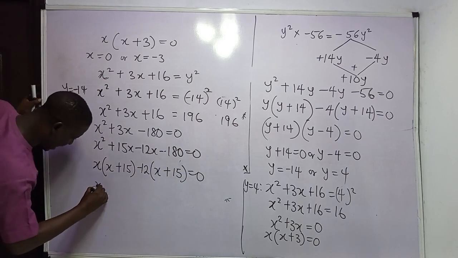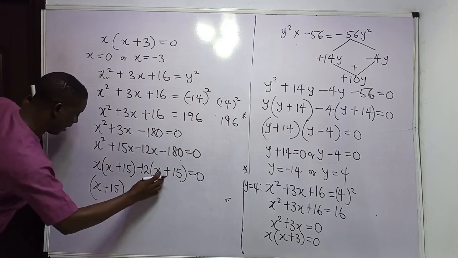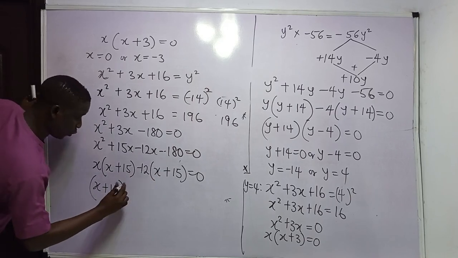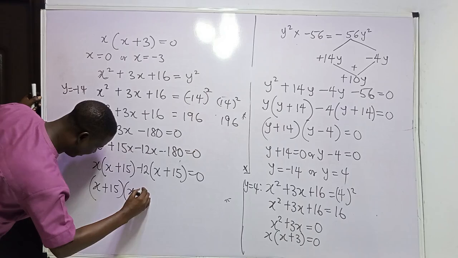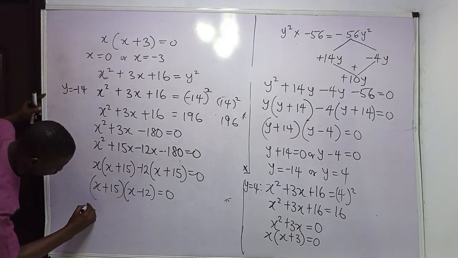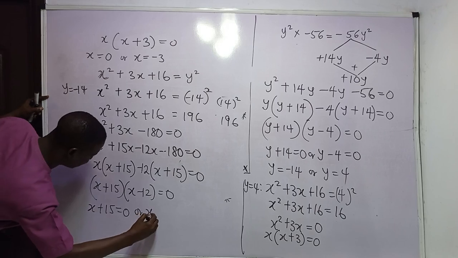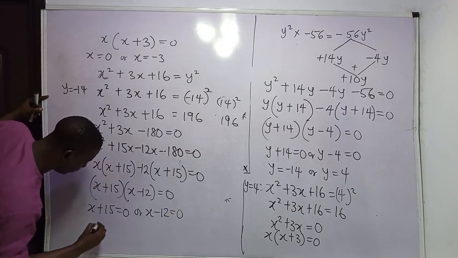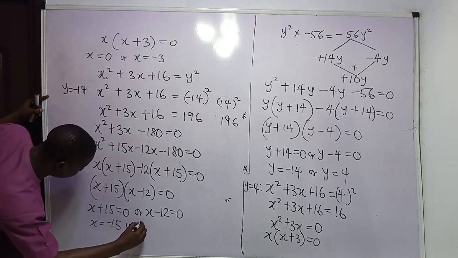So what we would have is x plus 15, which is common on both sides, factorized further. This one is what we call the factorization method. So x minus 12 equal to 0. So the final answer will now be x plus 15 equal to 0 or x minus 12 equal to 0. So x is equal to minus 15 or 12.